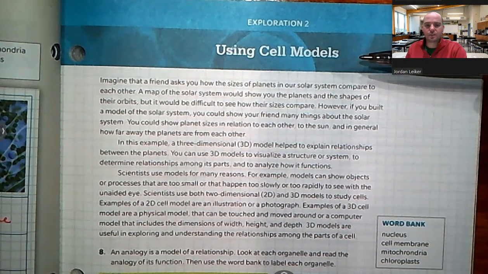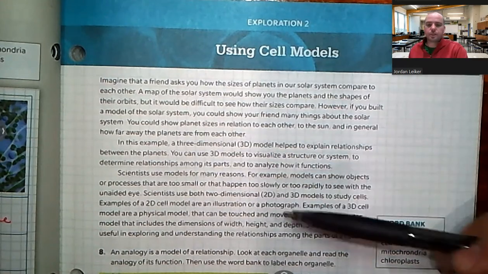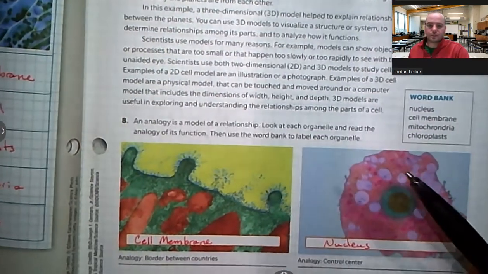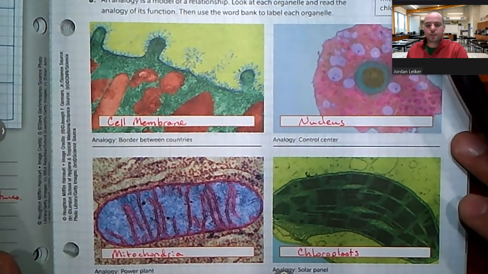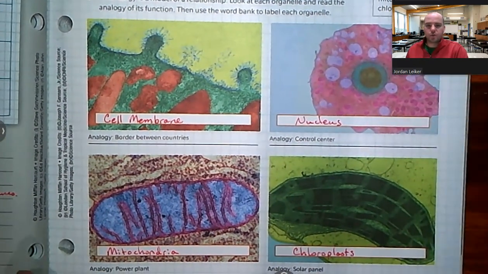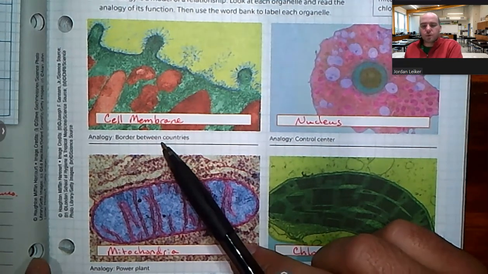the size of cells, and why cells are limited in the size they can be. So today we're going to talk about 3D models, we're going to talk about 2D models, and we're also going to talk about analogies of cells. And we're going to compare the different organelles, structures of cells, to things that may be a little more familiar to us.